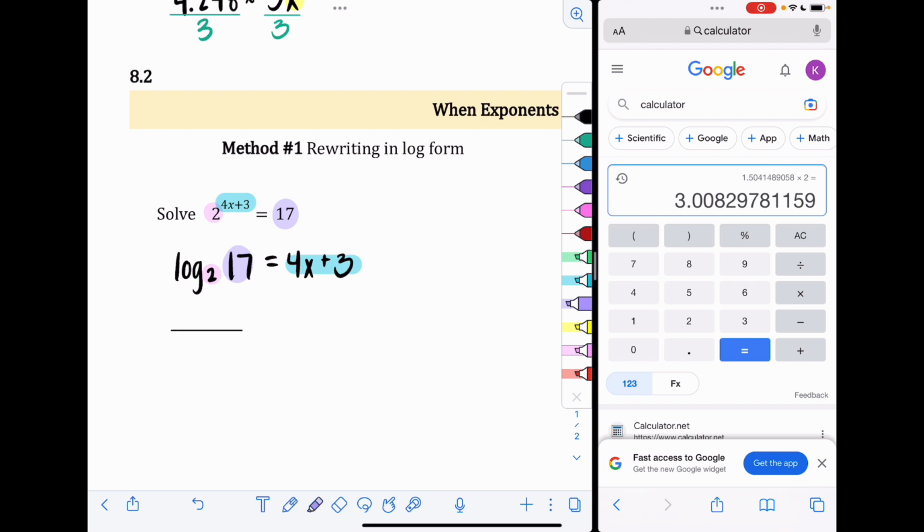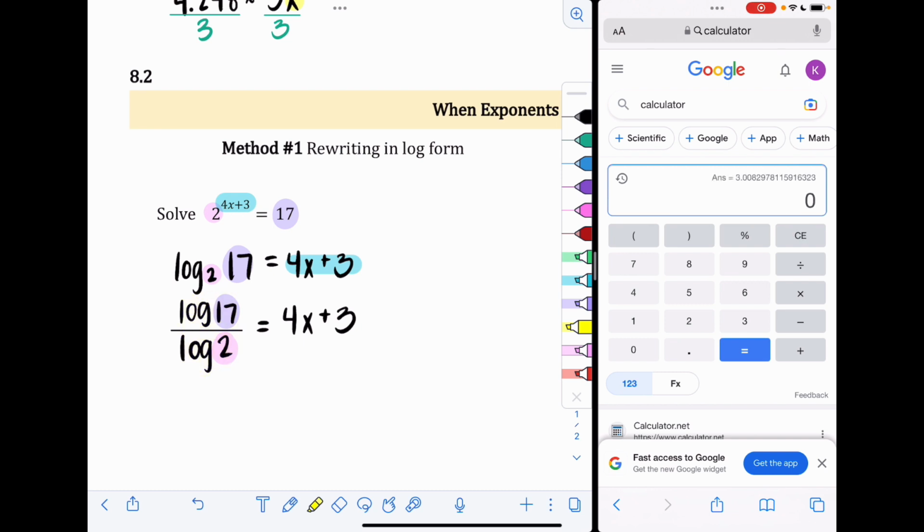So what we're taking the log of goes in the numerator, the original base goes in the denominator. So log of 17, and same thing, you could use common log or natural log, doesn't matter. And then log of 2 in the denominator. And then equals, we'll have the 4x plus 3 over here, just bring that down as is. And then this now I can put in the calculator as log of 17 divided by log of 2.